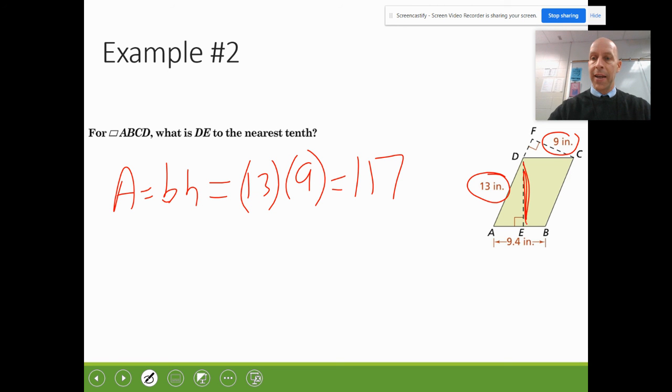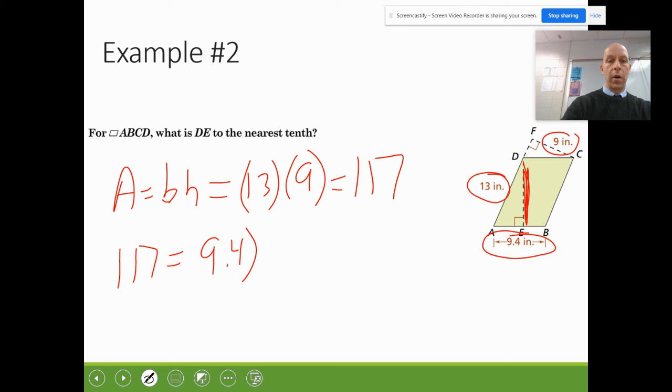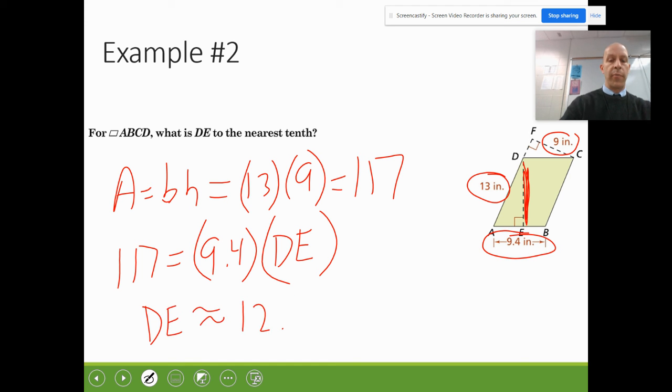The question is asking us to find this length of DE. Well, notice that this could also be considered a base. So this 117 could be thought of as 9.4 times DE. And so now to find the answer here, we just need to take 117 divided by 9.4. Again, I'm going to use my calculator here, and I get that DE is approximately 12.4, and that'd be inches.